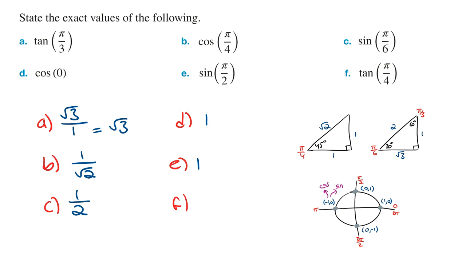And for part F, we want the tan of pi on 4. Looking at the triangle with the angle pi on 4, we know that the tangent of this angle is going to equal the opposite length divided by the adjacent length. And so this is going to be 1 on 1. And so this is also going to be 1.